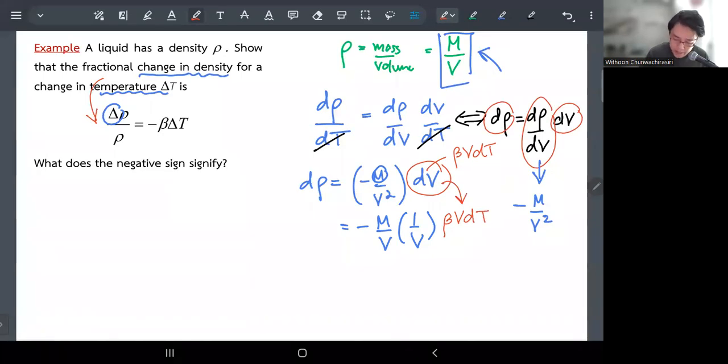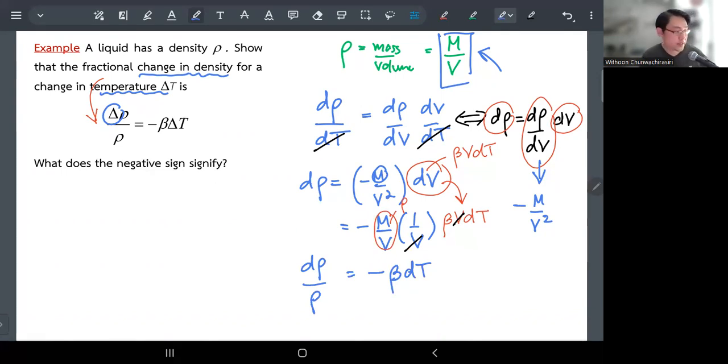I'm almost done. M over v over here is just rho. That's our definition of density. So I can move this first term to the left-hand side. So what I have left is just going to be d rho over rho. I just move that rho to the left. Negative sign stays there. Now one of the v cancels. Bam, bam. And that's it. I am left with just the beta dt on the right with the negative sign there. And I'm done. Okay. Cool.